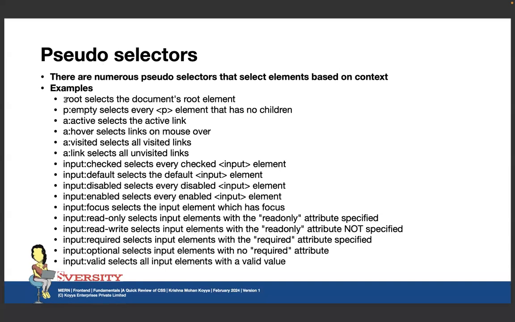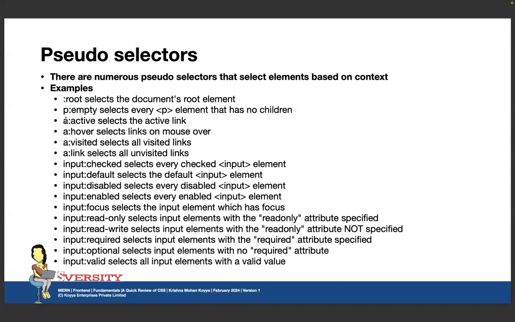For example, if I say :root, pseudo selectors are always preceded by the colon symbol. Root is not an element name. It is contextually an element as long as it is in the given context. If an element acts as the root element, whichever it is, that gets selected. For example, here p is an element name and the pseudo selector is :empty, meaning any paragraph that does not have any children, empty paragraphs.